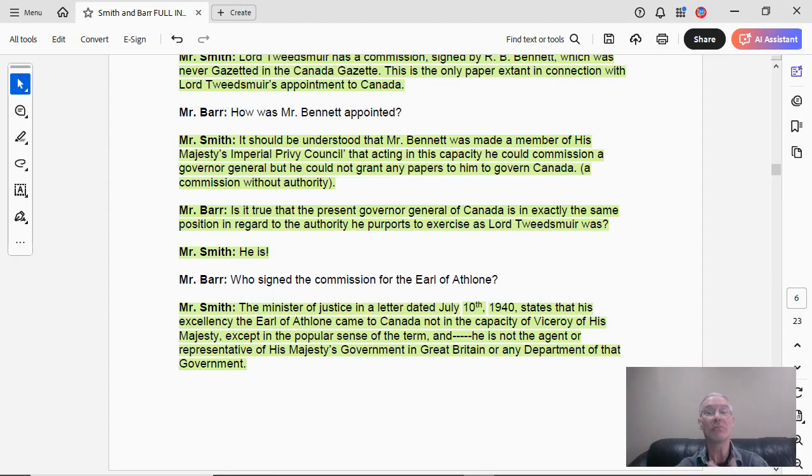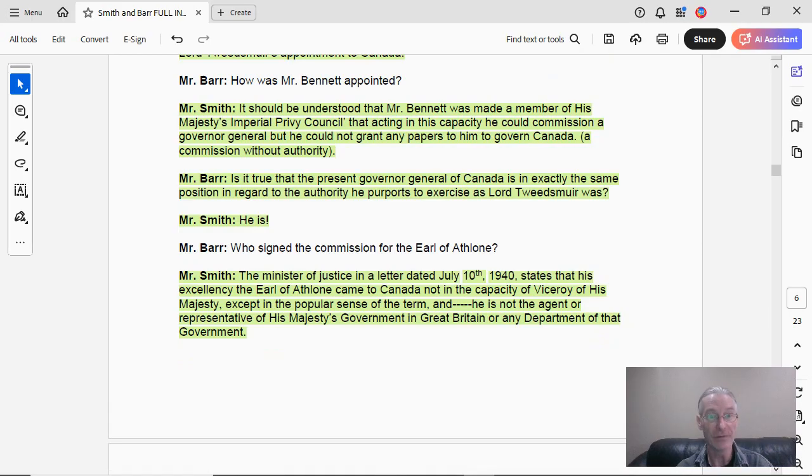Basically, a commission without any authority. The illusion of a Governor General. The illusion of authority.